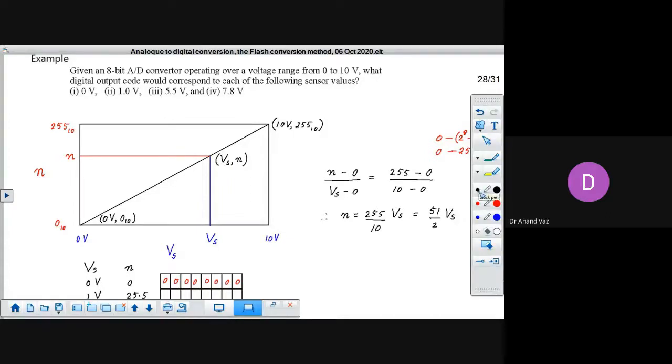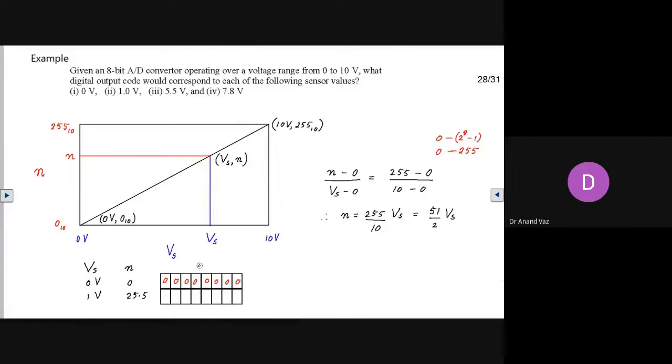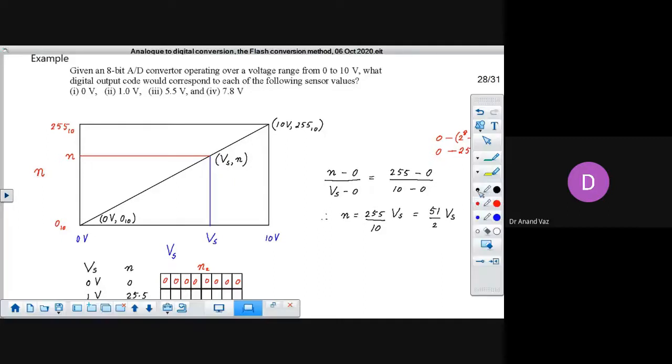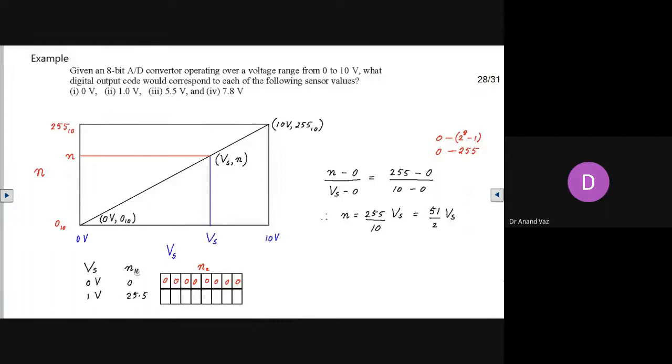Let me write it here. This is n when you are expressing it in terms of binary. And this is n when you are writing it in terms of decimals. But you see, this decimal 0.5 gets excluded.